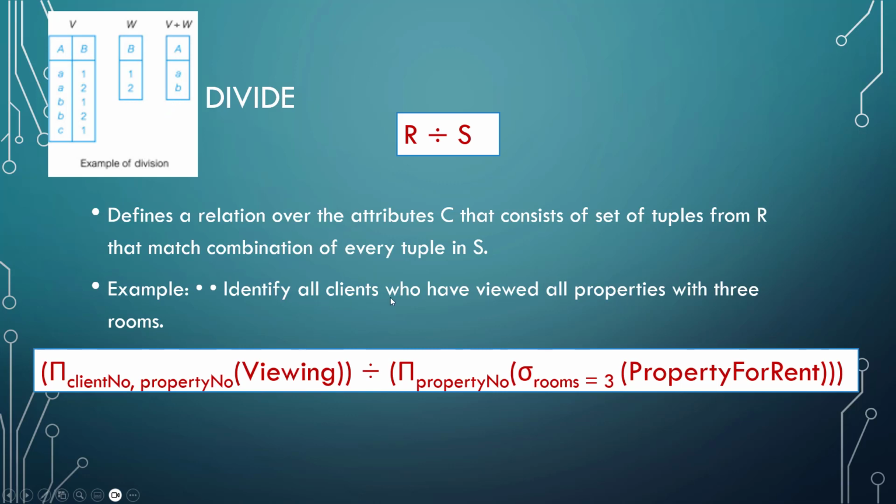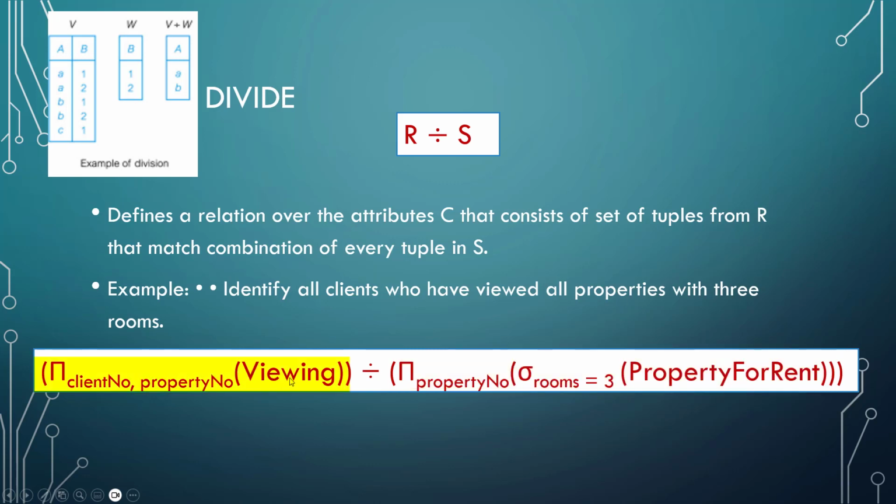Here's an example. Identify all clients who have viewed all properties with 3 rooms. Now we're getting a little more difficult. So I don't know if you recall from algebra, you always do the inner parentheses and work out. So we're going to do this one. We're going to select all the rows in property for rent that has the true statement rooms equal 3. Then from that set of rows, we're going to project and only grab the property number.